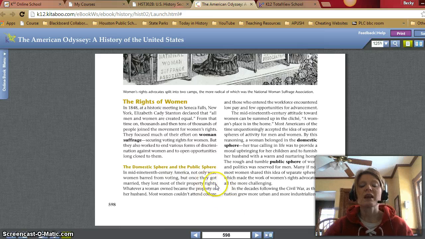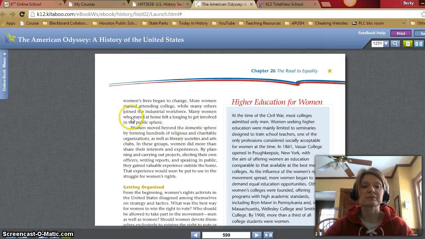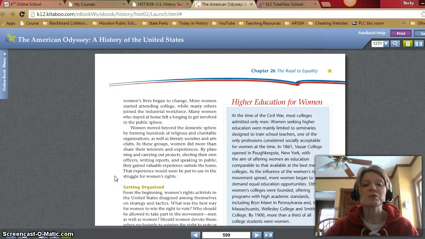In the decades following the Civil War, as the nation grew more urbanized and more industrialized, women's lives began to change. More women started attending college, while many others joined the industrial workforce. Many women who stayed at home felt a longing to get involved in the public sphere. Women moved beyond the domestic sphere by forming hundreds of religious and charitable organizations, as well as literary societies and arts clubs. In these groups, women did more than share their interests and experiences. By planning and carrying out projects, electing their own officers, writing reports, and speaking in public, they gained valuable experience outside the home. That experience would soon be put to use in the struggle for women's rights.